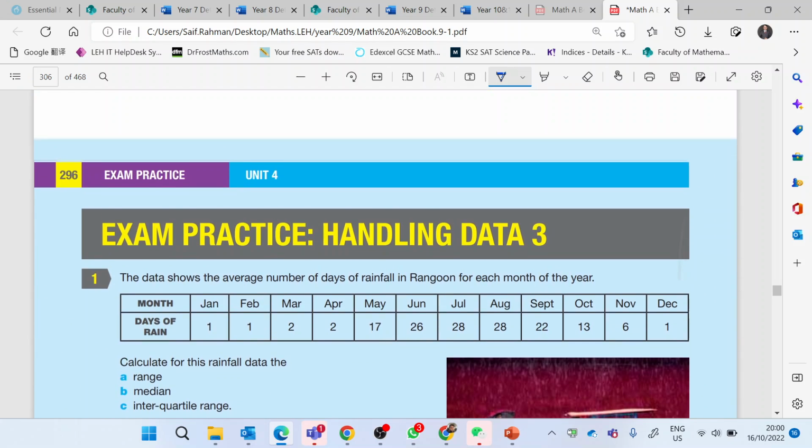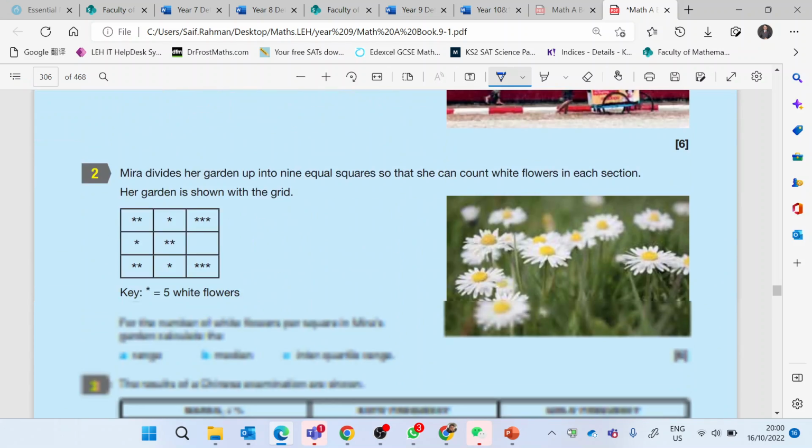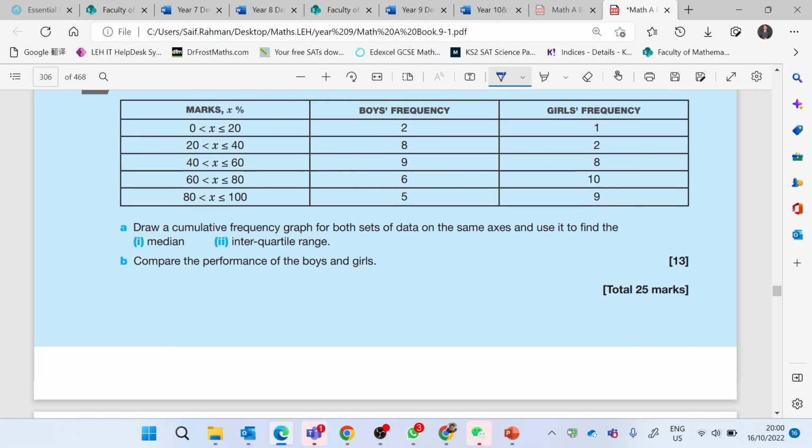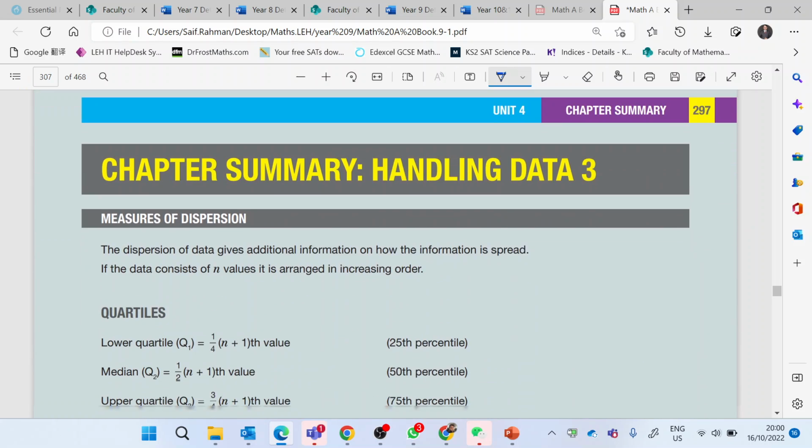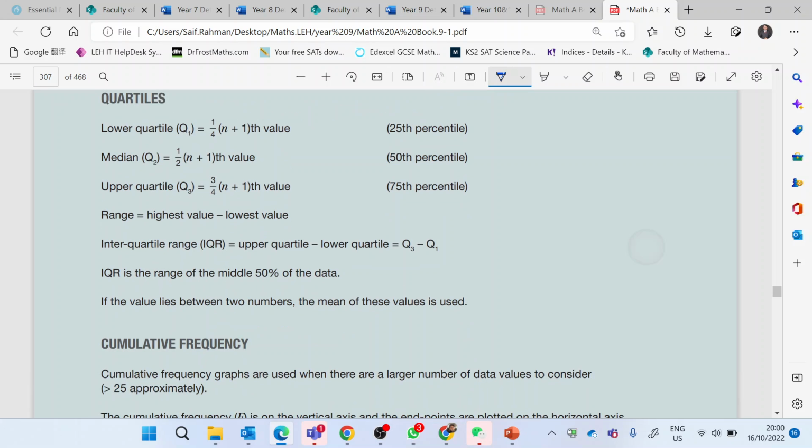So here we have come to the end of this unit, and these are just the exam questions. Chapter summary, handling the data. So lower quartile, just a summary: 1 by 4 (n plus 1), the 25th percentile, and 1 by 2 (n plus 1) for Q2, the 50th percentile, and the 75th percentile. This is the formula. So these formulas you should always remember, and the interquartile range as well. These are very important formulas.